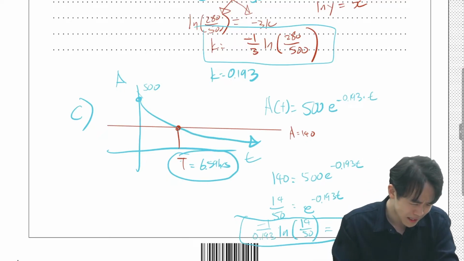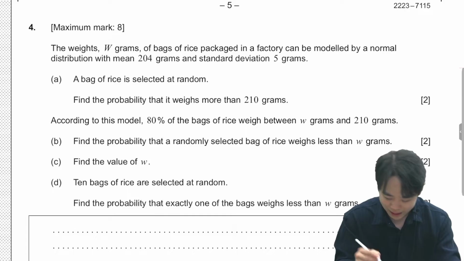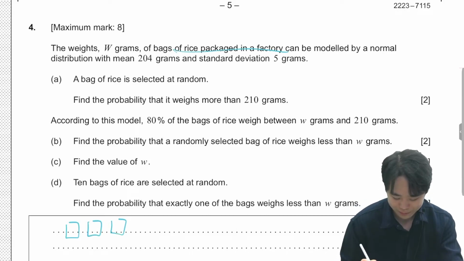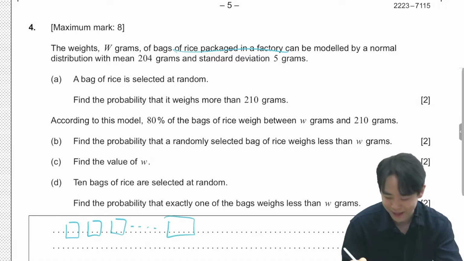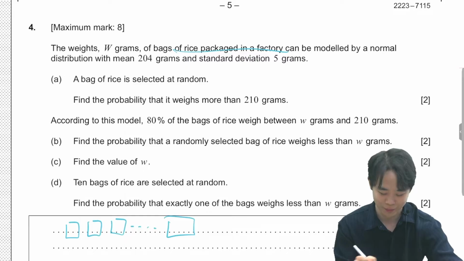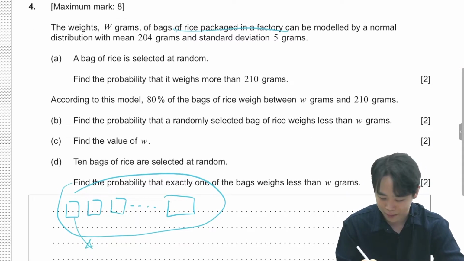Okay, let's now move on to number 4. We have the weight of a bunch of rice, right? So we have bags that are produced in a factory. So there's bag number 1, bag number 2, bag number 3. We're going to have so many bags coming out every day, right? And imagine this happening for months and years on end. We're going to have so many bags, but we're going to record the weights of each of these bags, right?